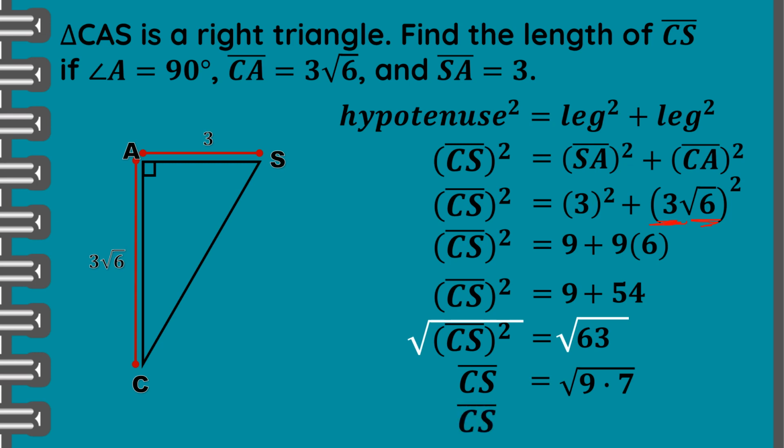The square root of 9 now would be 3, and the square root of 7 is still the square root of 7. And then we now have the answer for the length of segment CS as 3 square root of 7 units. So the length of segment CS, the hypotenuse of right triangle CAS, is 3 square root of 7 units.